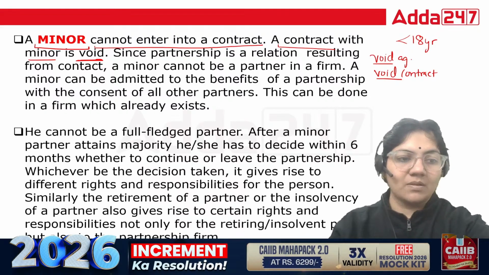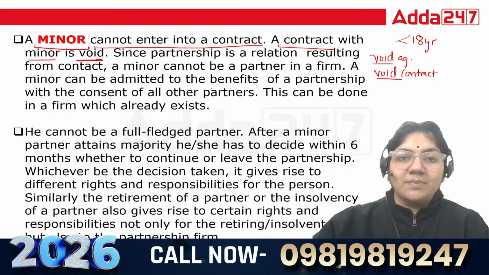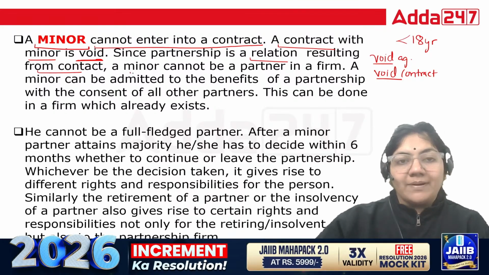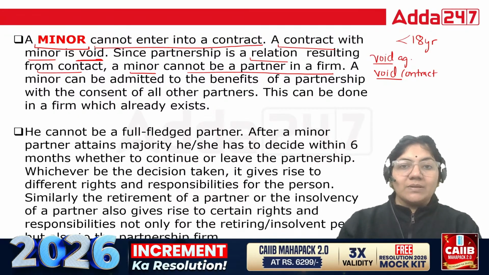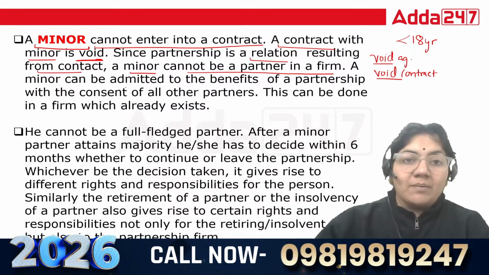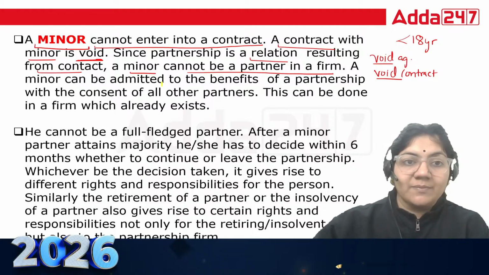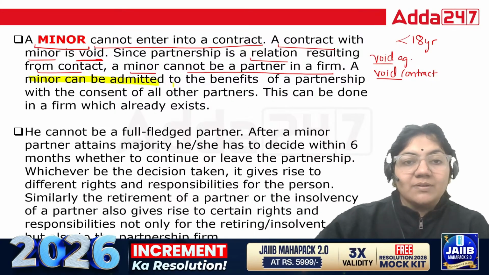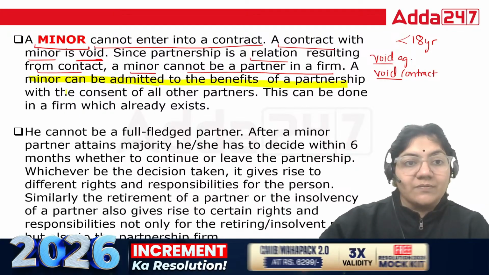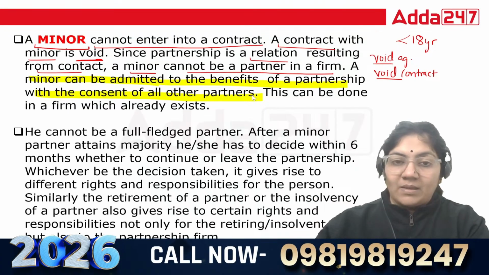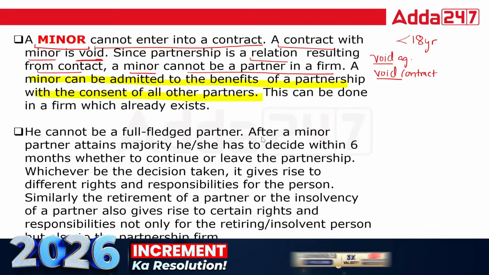Okay. Since partnership is the relation resulting from contract, a minor cannot be a partner in a firm. A minor cannot be admitted as a partner, but a minor can be admitted to the benefits of partnership with the consent of all the partners. This is important. Class, this is important that I have told you about the minor.